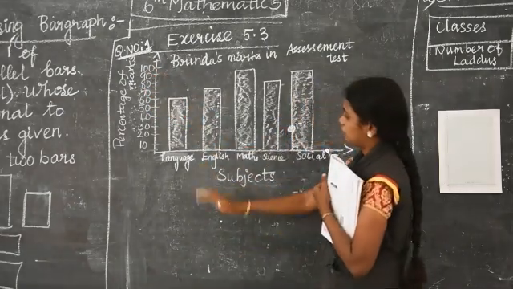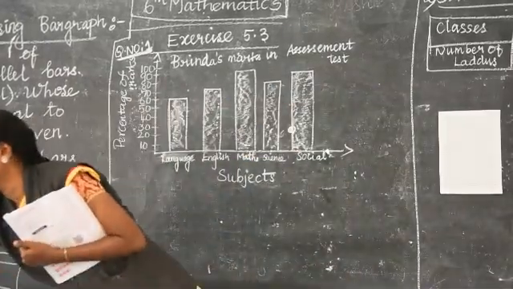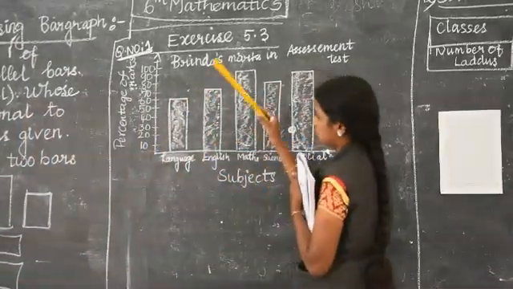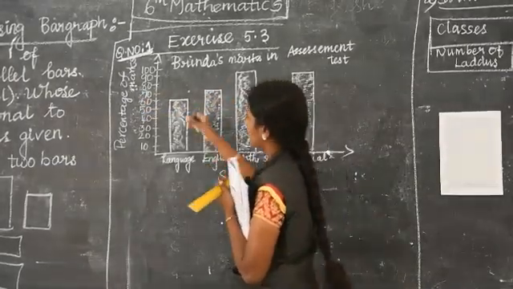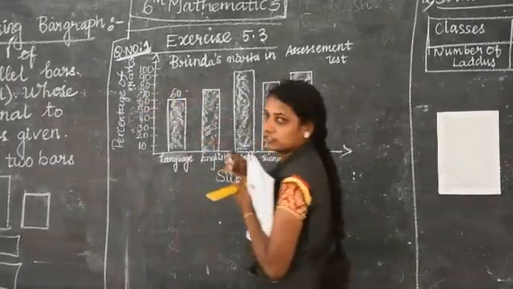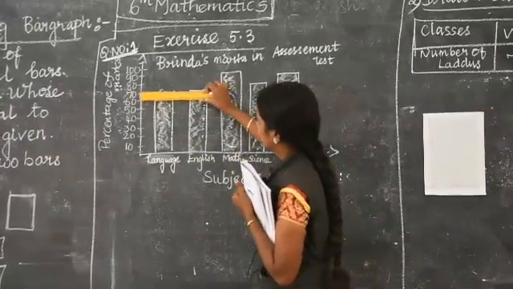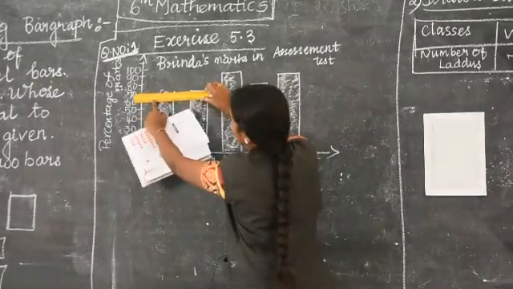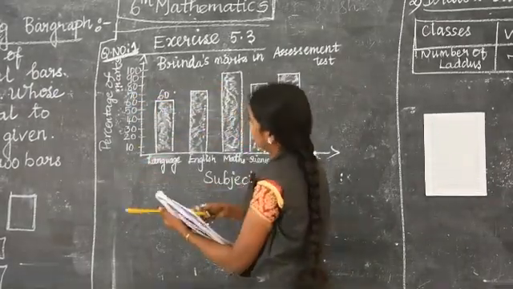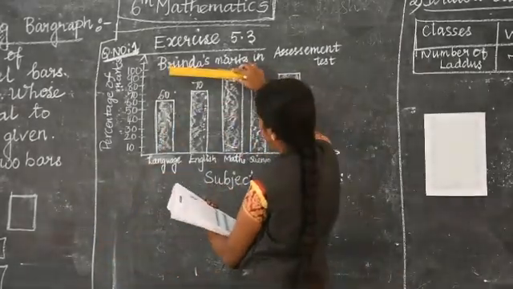Next, going for language. Language marks. I have taken a scale. You take a scale. What are the language marks? 60. Write this. This will be useful to answer the question. Next, English. Listen to me. English is 70. Next, maths.